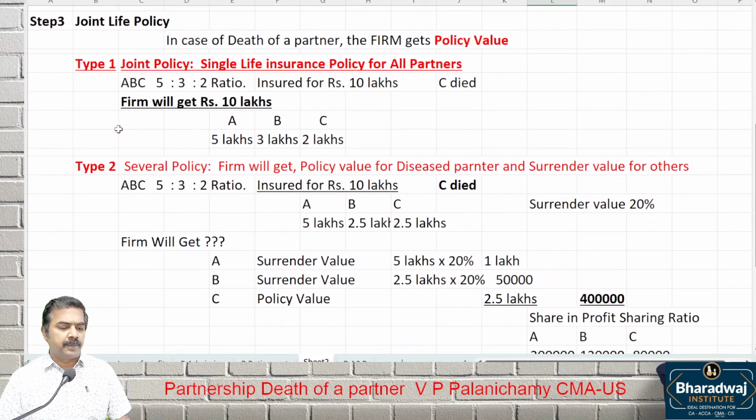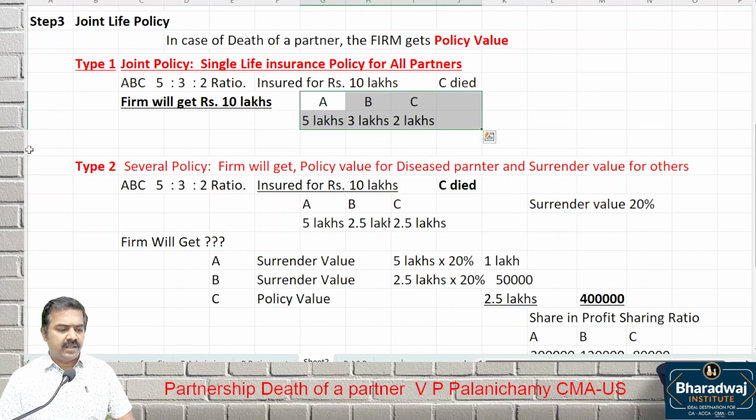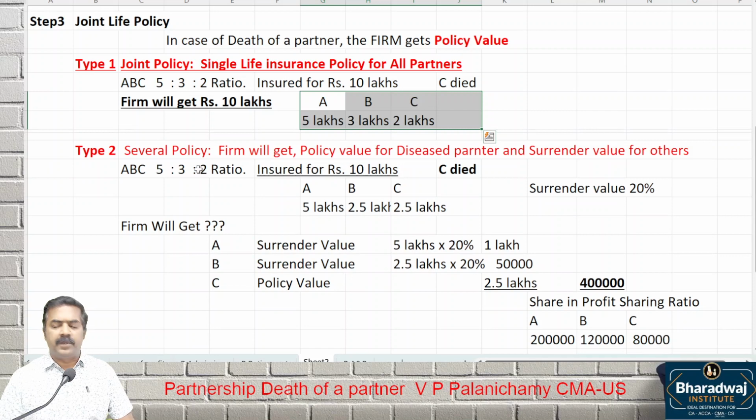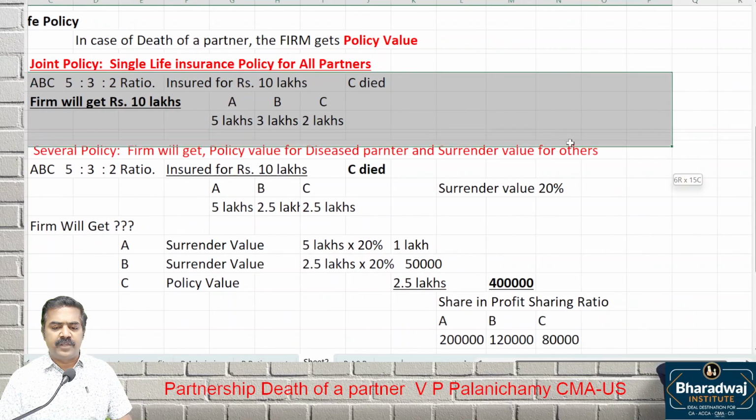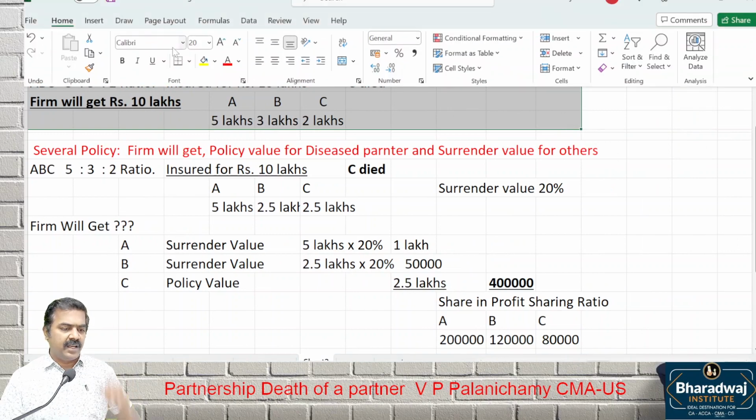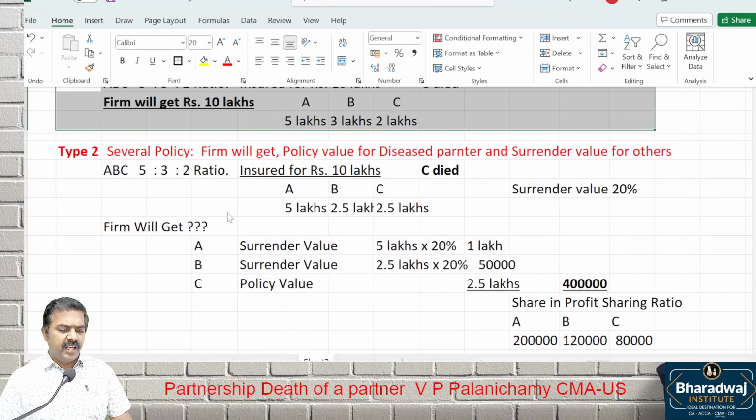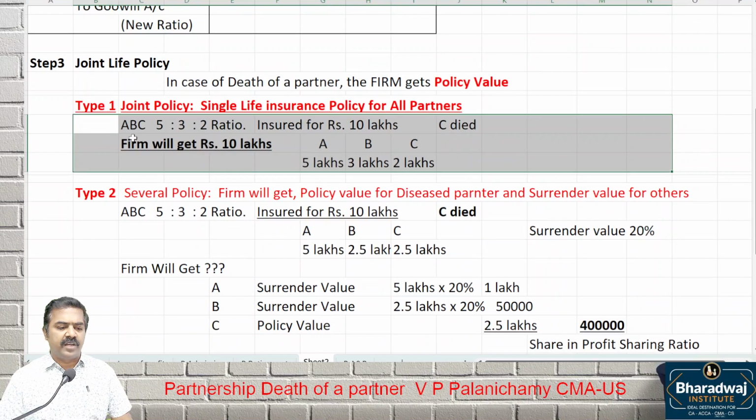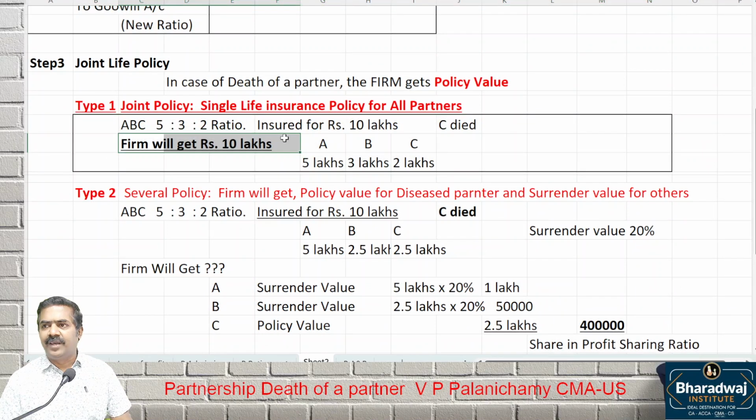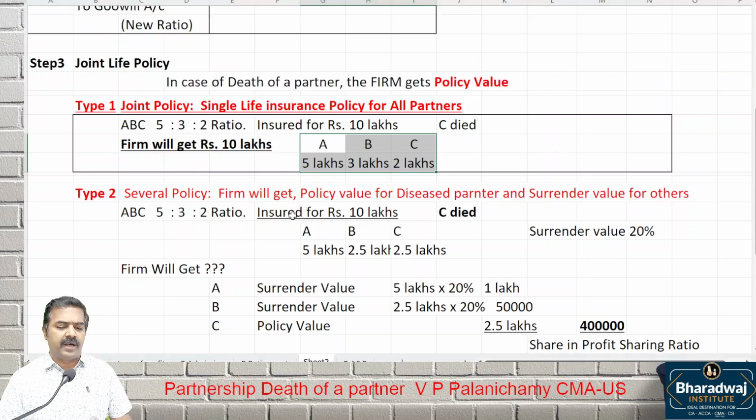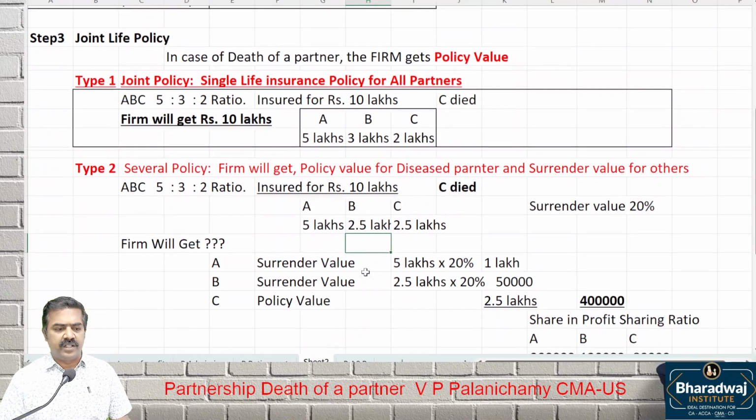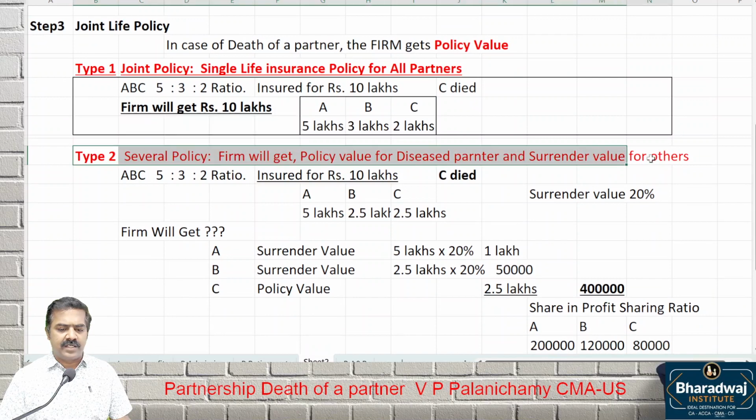There are two types of policy. Type 1 is a joint policy. What do you mean by joint policy? Policy taken on the life of which partners? All the partners. Single life policy on all partners. Even if one partner dies, the firm will get full value. What is the full value? 10 lakhs. Any benefit from the firm's assets will be shared by all partners in which ratio? Profit sharing ratio.